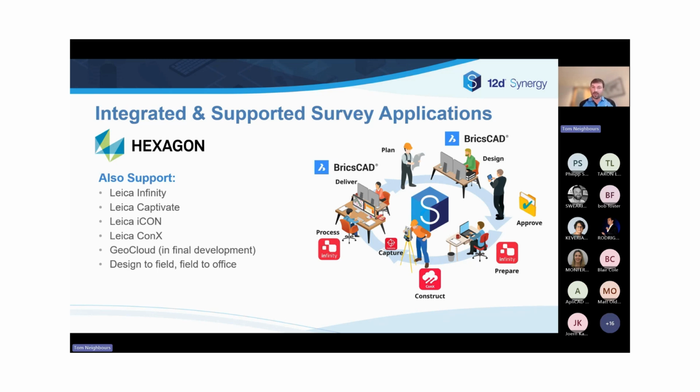So, by ensuring that the right teams have the right data at the right time, 12D Synergy improves your project quality, it boosts efficiency, and it reduces risk. So, helping teams make informed decisions and essentially stay in control throughout every phase of your project.